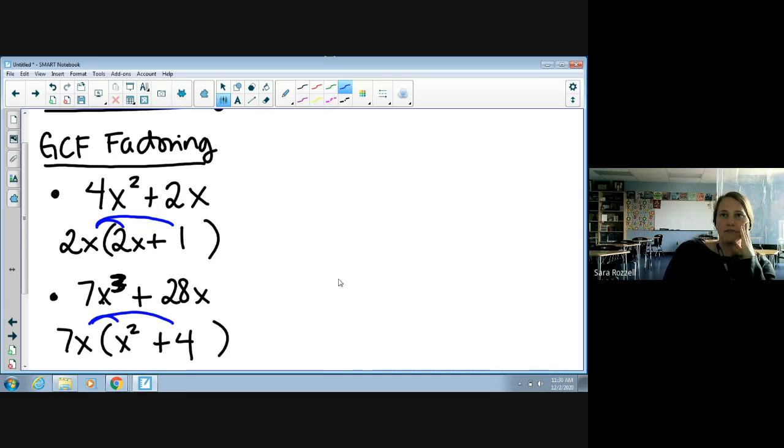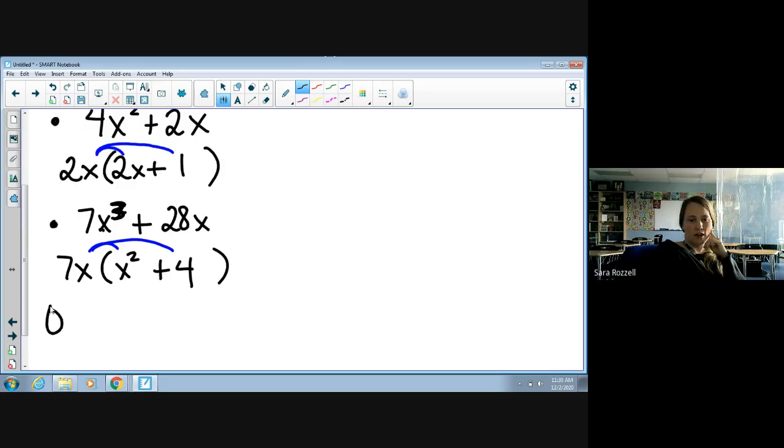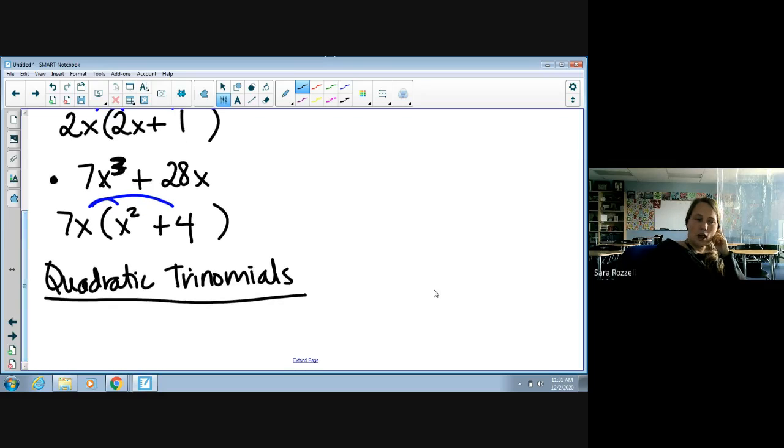All right, so the next type of factoring that we're going to do, so that was our GCF factoring. Now we're going to factor quadratic trinomials. Trinomials means we have 3 terms. And we have a couple different ways that we can do this. But before we start factoring these quadratic trinomials and see how they break down, we're going to first multiply 2 factors together just so you see how it all builds upon one another.